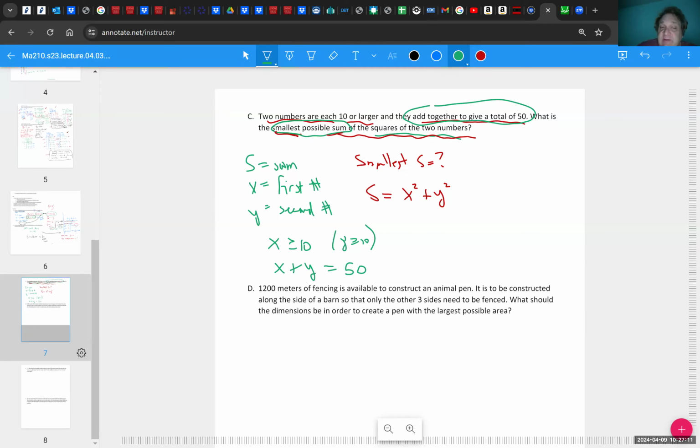By the way, if X is at least as big as 10, then Y can't be bigger than 40, right? Because if it was bigger than 40 and X is at least 10, it wouldn't add up to 50. So we know that Y is less than or equal to 40. And we also know X is less than or equal to 40, because it's symmetrical. If Y is bigger than 10, then X has got to be less than 40. So with a little bit of reasoning, we know there are limitations on X and Y. X has to be at least as big as 10, but it can't be larger than 40. Same thing with Y.